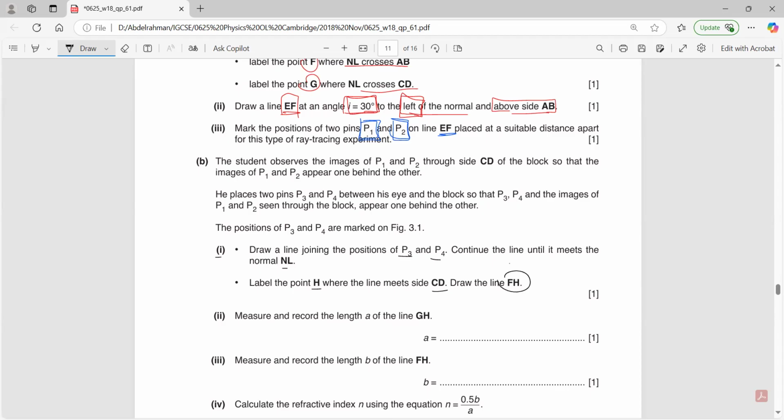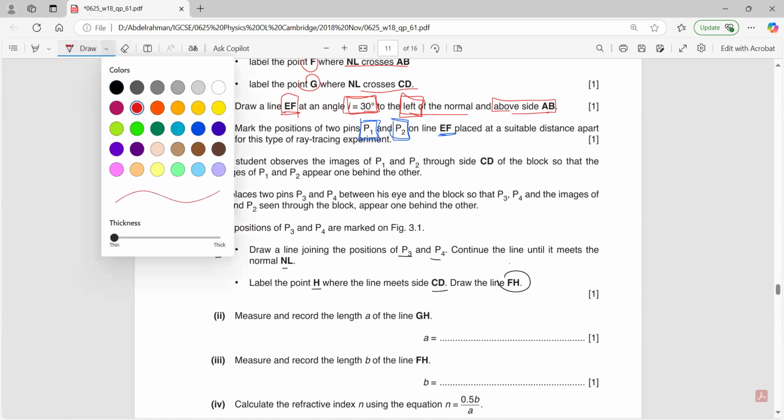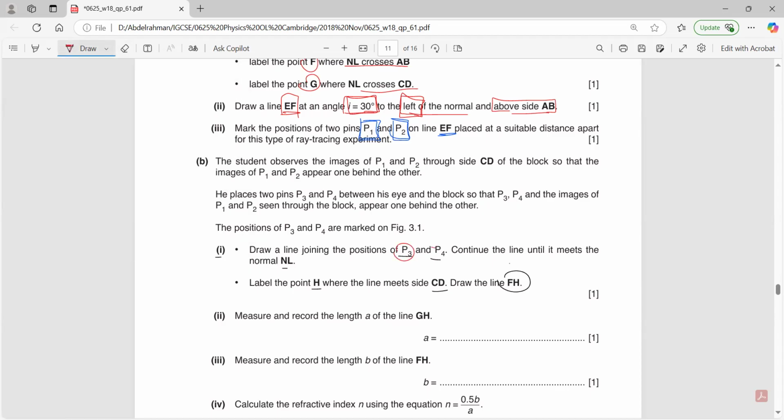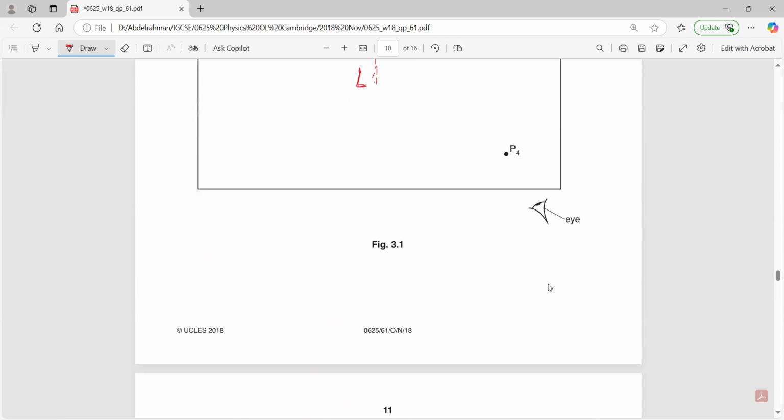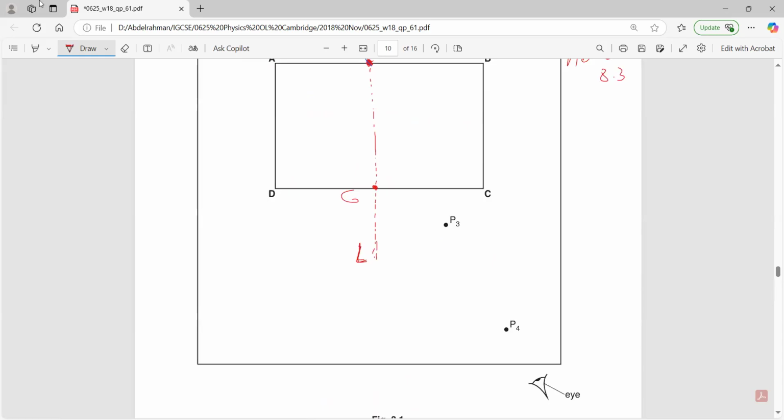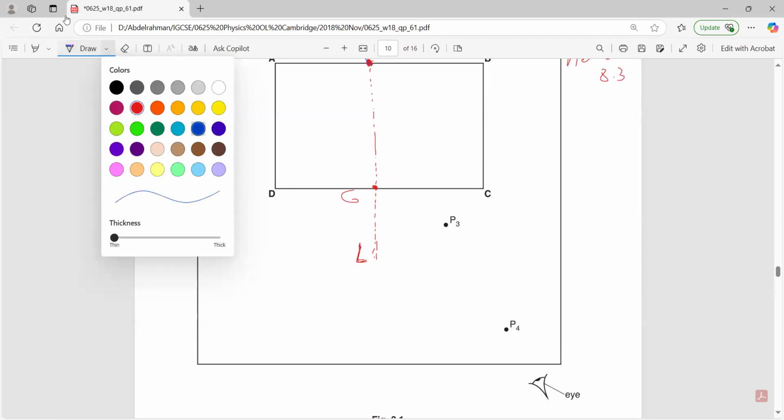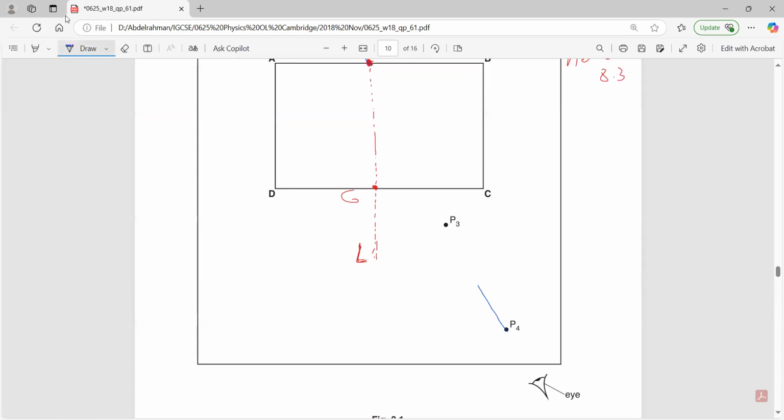One by one. First of all, can I join P3 and P4 and continue the line until it reaches NL? Yes. Using the ruler, very carefully draw the line from P3 and P4 until it reaches NL. That's it.